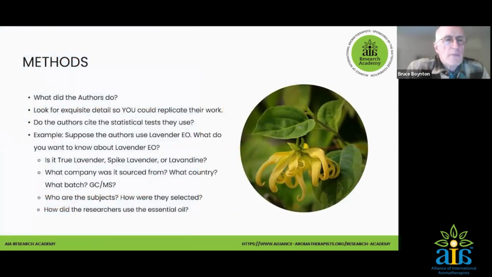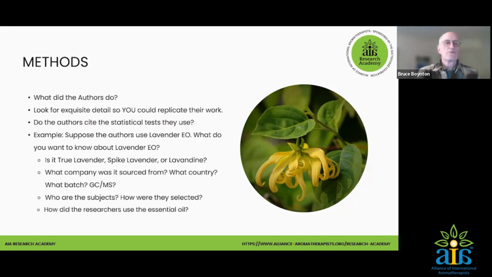Methods. The methods should be in great detail. What did the authors do? Look for exquisite detail so that you would be able to replicate their work. Do the authors cite the statistical tests they use?